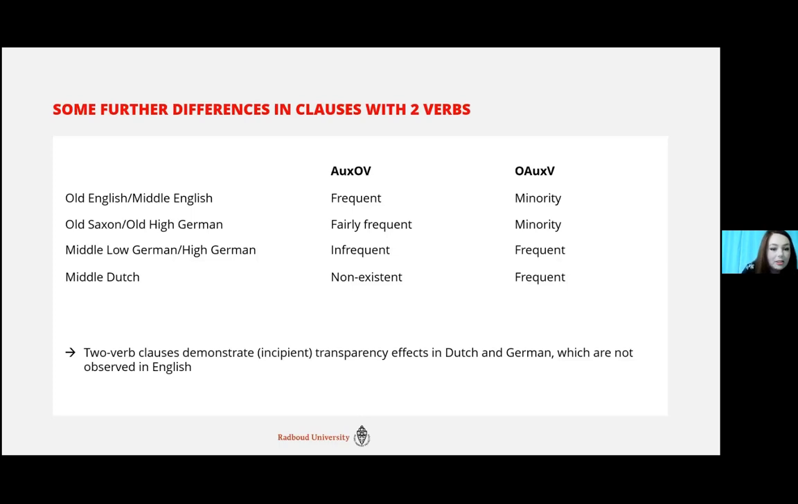So what this suggests is that in two verb clauses, there might be an incipient trend towards transparency effects that we also observe in present-day Dutch and German, but not in English.